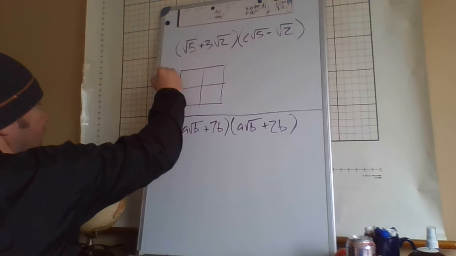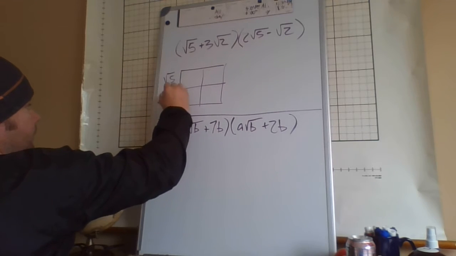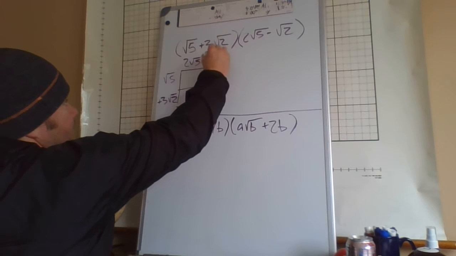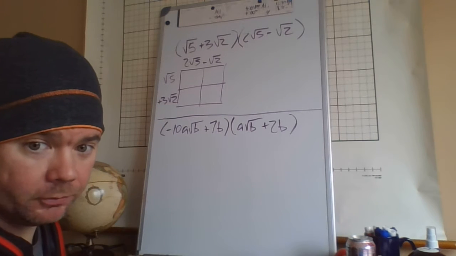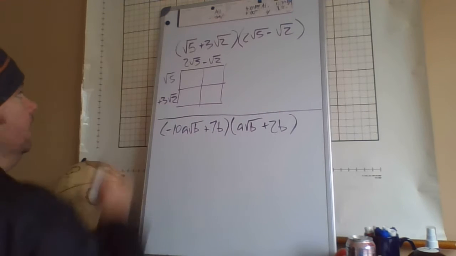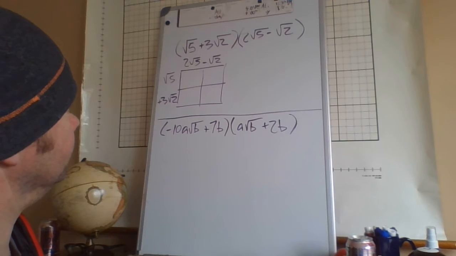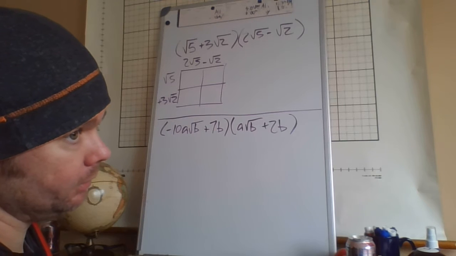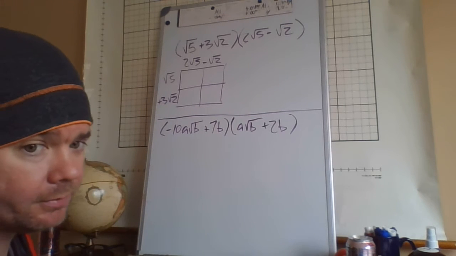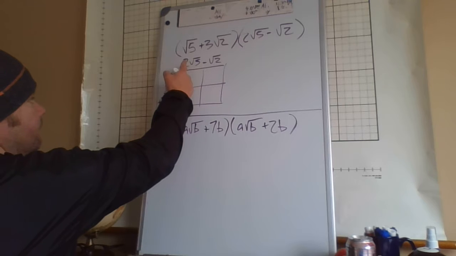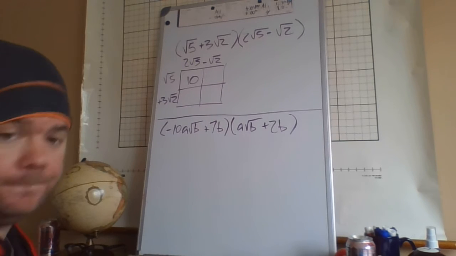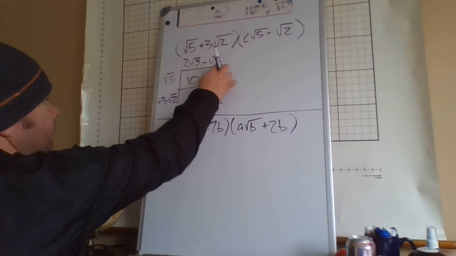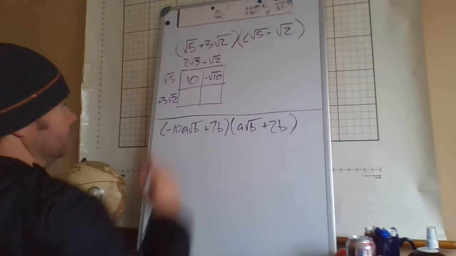Okay, so here I've got square root of 5 plus 3 times the square root of 2. Here I have 2 times the square root of 5 minus the square root of 2. You know how this works. Up here I've got square root of 5 times 2 times the square root of 5. The square root of 5 times the square root of 5 is the square root of 25, which is also known as 5. 5 times 2 is 10. Square root of 5 times negative square root of 2 is just the negative square root of 10.